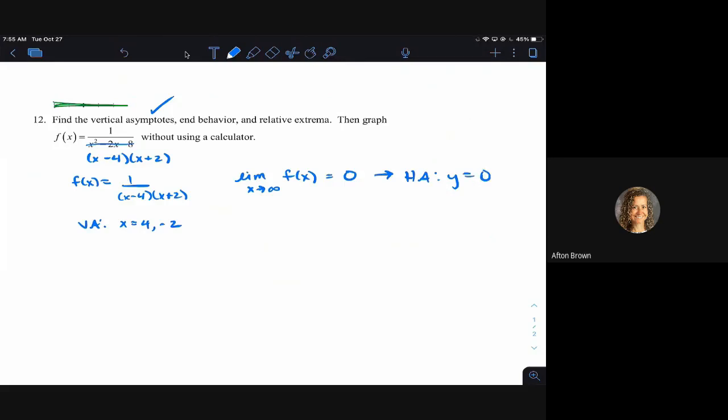That's often what we call end behavior. It's telling us what's happening at the end of the graph. Relative extrema, what should we do to find relative extrema?